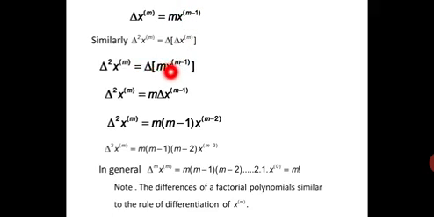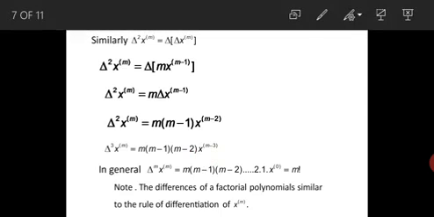Now I will apply this delta to the x again. Again it will be m minus 1 into x to the power of m minus 2. Right? There will be two terms like this. So similarly I can say delta cube of x factorial m, the third forward difference, is like this. Okay. In general, I can write it as the nth forward difference of x factorial m, given by this formula overall.